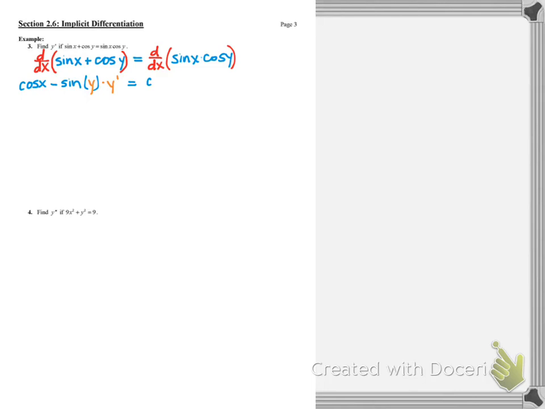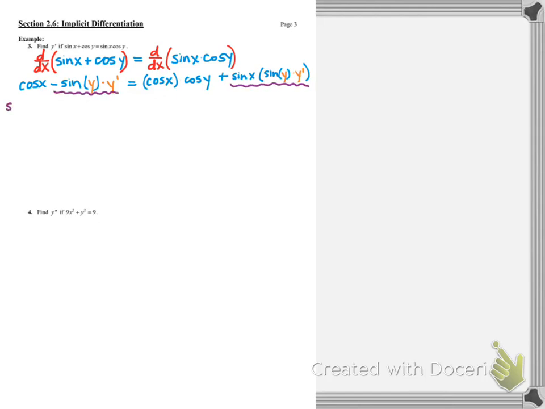On the right side, as I mentioned, we're going to have to use product rule. Derivative of the first, leave the second alone, plus leave the first alone, derivative of the second. And in taking the derivative of the second, because it is y, we must remember to include our y prime because of the chain rule. y is a function, so we need the derivative of that function.